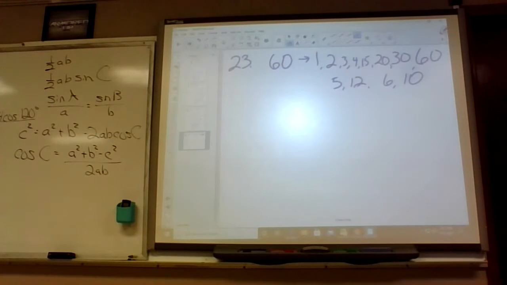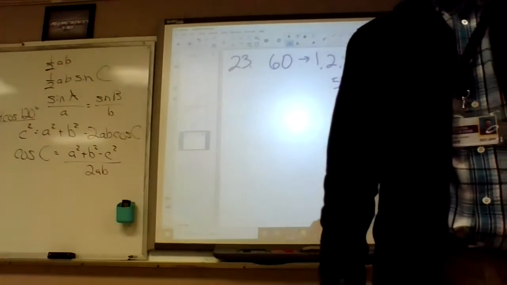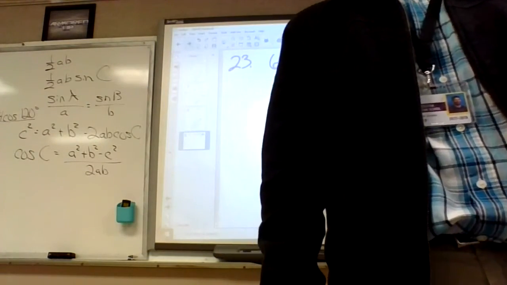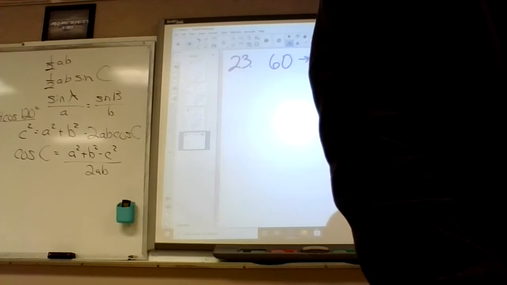That's my theory why we chose 60 seconds in a minute, 60 minutes an hour, because it's very divisible. The most divisible number. 12 is up there, 60 is up there.